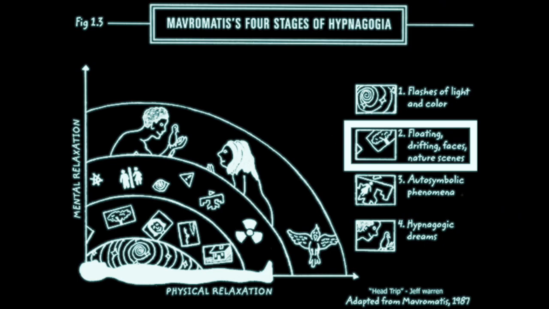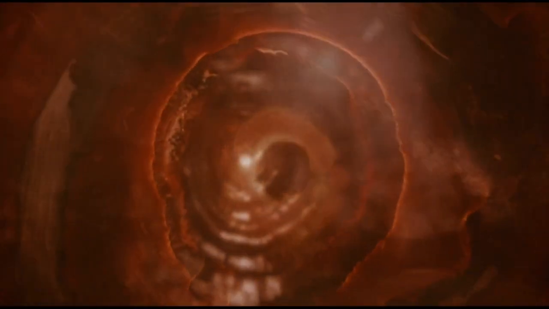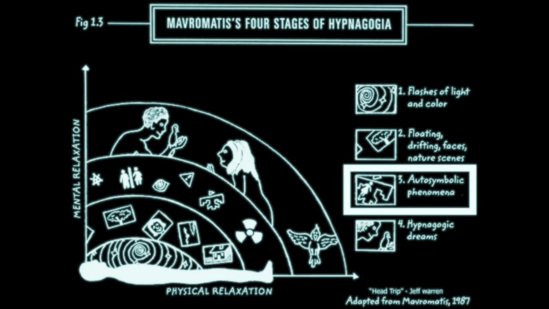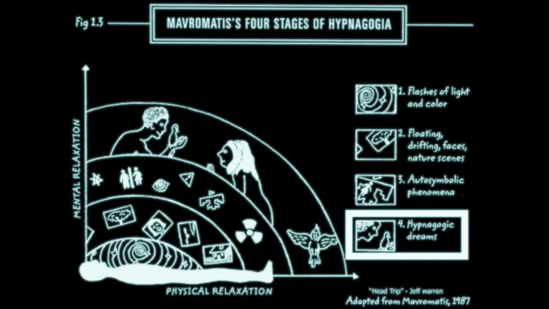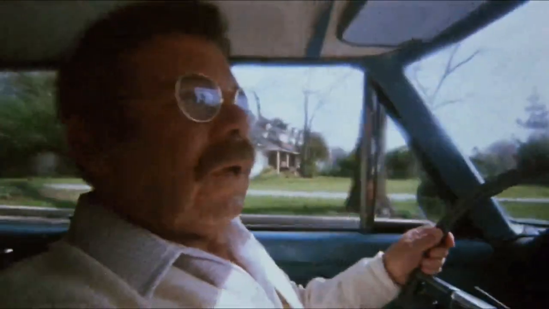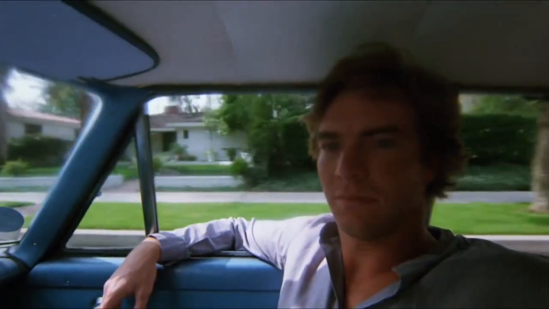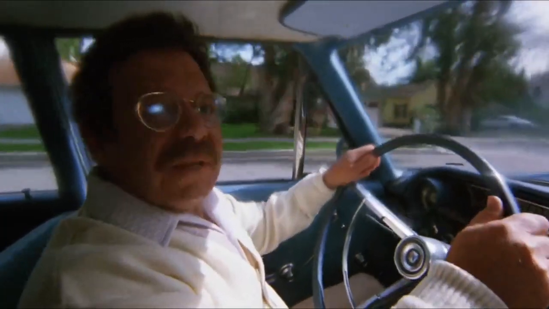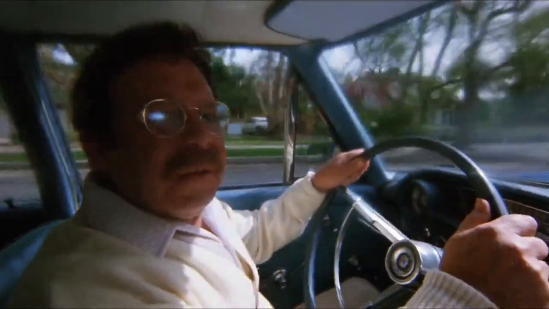As one submerges deeper into a state of relaxation, there is a transition to the second stage, where one sees floating or drifting nature scenes, objects, and even faces. The deeper one submerges into this state of mind, they go into stage 3 and begin to experience autosymbolic phenomena. When one is fully submerged, one experiences stage 4, which is hypnagogic dreams. Hypnagogic dreams include all sensory and cognitive modalities, and experiences involving humans, animals, and an entire world that is vividly experienced, just like waking life.